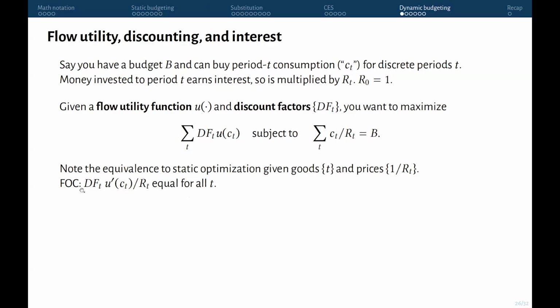The first order condition is going to be very familiar. Given that you're spending a positive amount at every time, the marginal utility per unit of consumption at a time divided by the price has to be equal. So there shouldn't be a slash. Because you're dividing by the price, but the price is 1 over R.